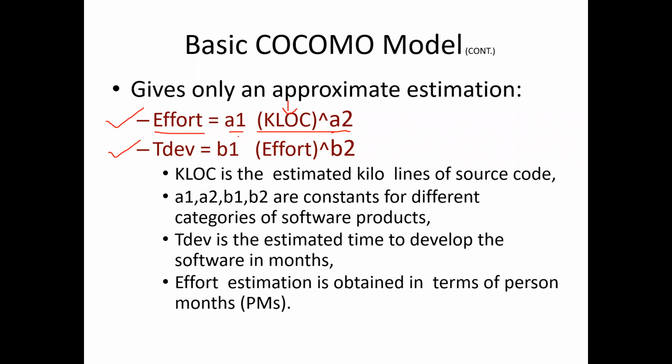These constant values come according to your type of software. If it is embedded type software, then the A1, A2, B1, B2 values are different. If it is semi-detached software, then the A1, A2, B1, B2 values are different. But the formula will be the same: effort equals A1 into KLOC to the power A2.